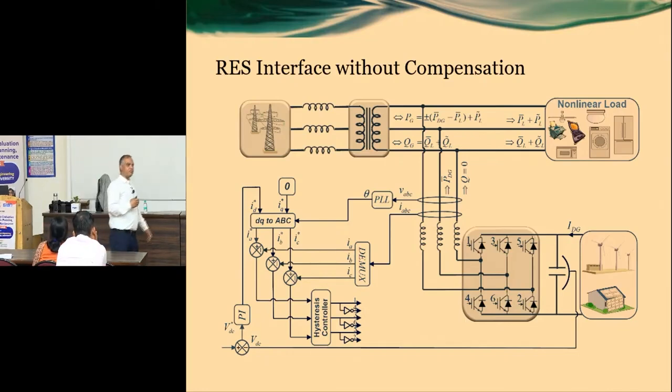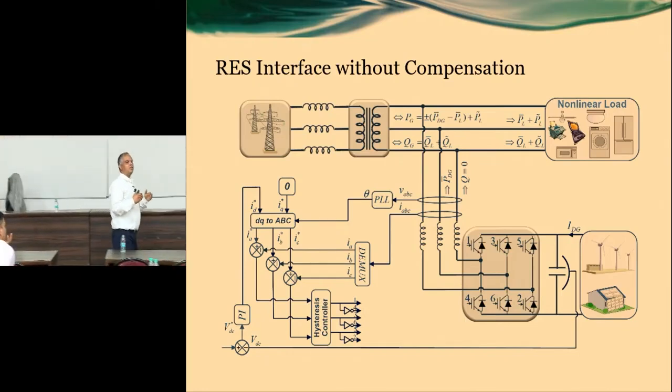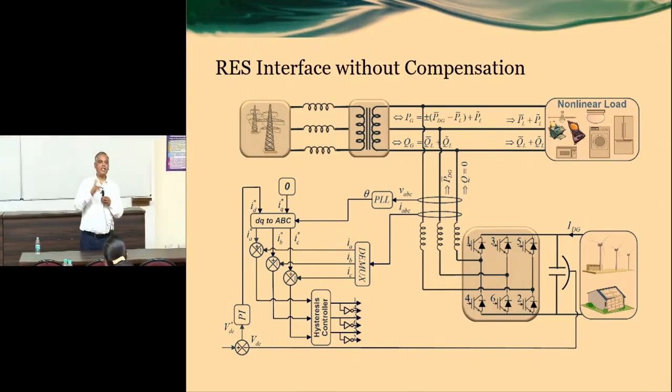Why? Because if you are injecting only the active power from the renewable, and the load is consuming active as well as harmonic as well as reactive power. So suppose you made the active power demand from your solar power plant only. So what will happen? You are taking your reactive load and harmonic demand from the grid side. So that means you are polluting the grid.